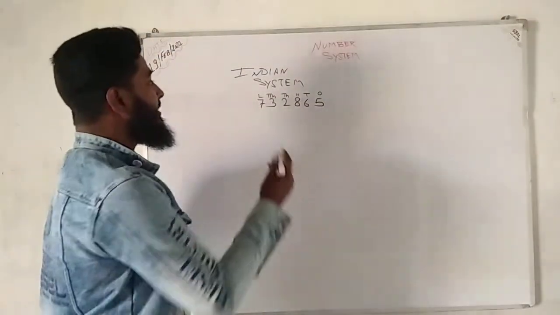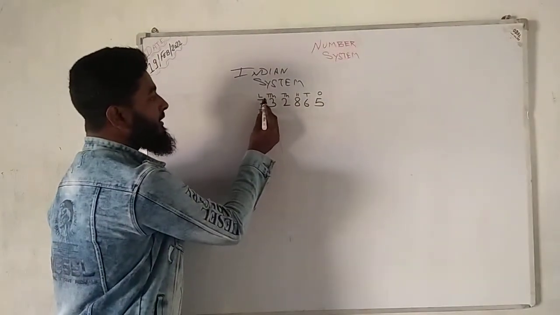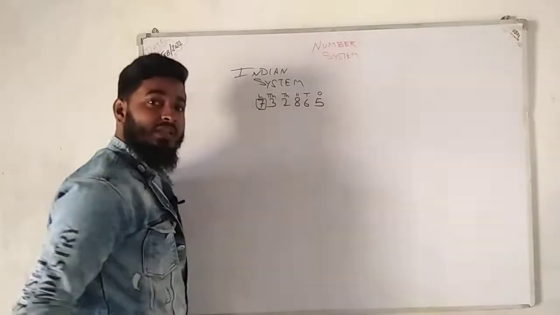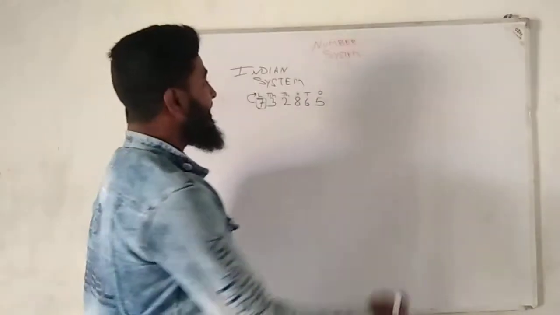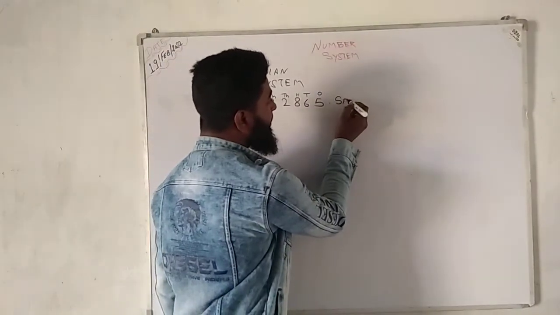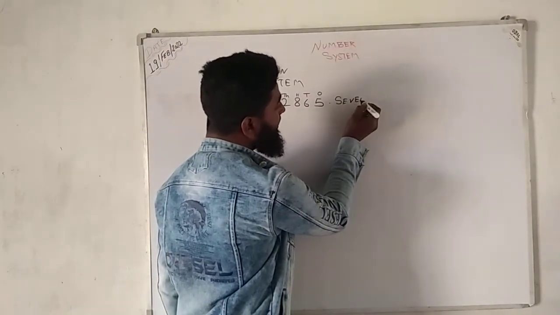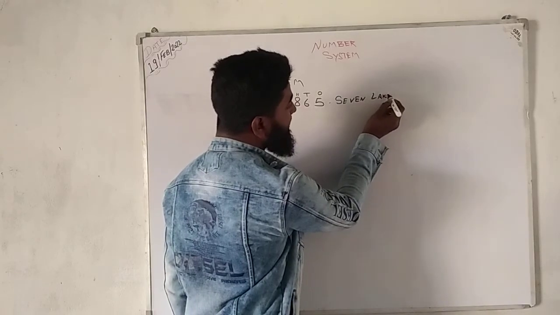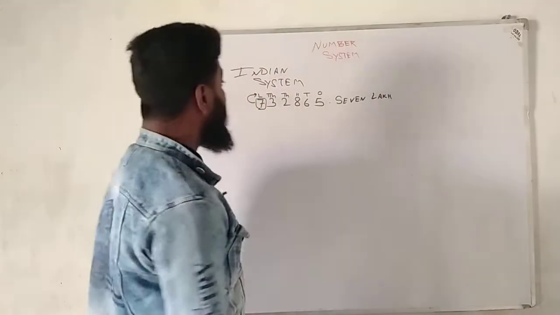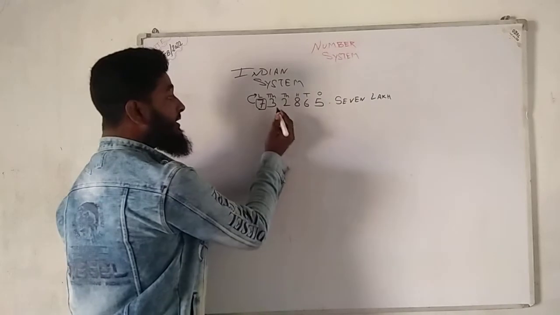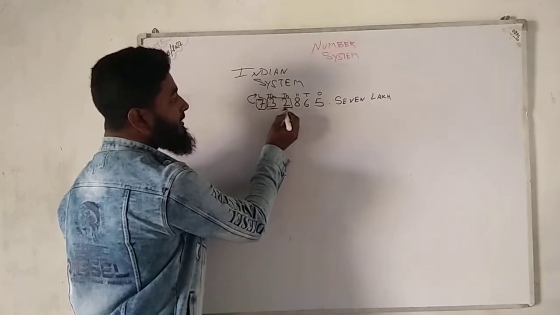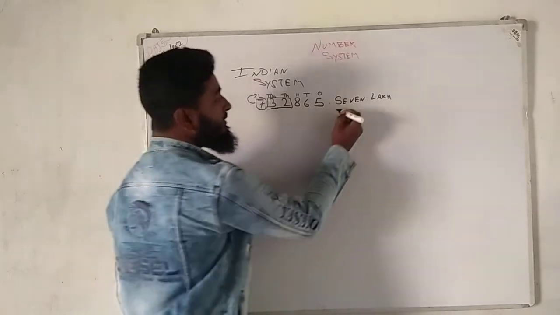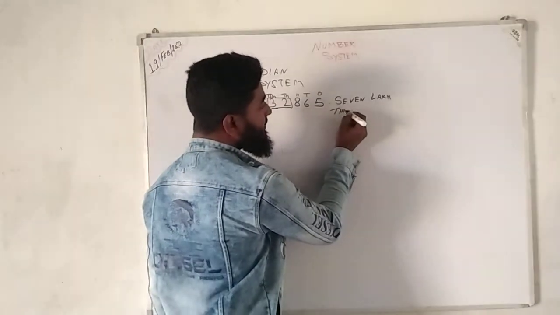Now the number is 7 lakh. Watch the number: it is 7. Look above: it is lakh. Now write the number: 7 lakh. Done, 7 lakh. Now the number is 3, and above it is ten thousands, so take two numbers: 32,000.